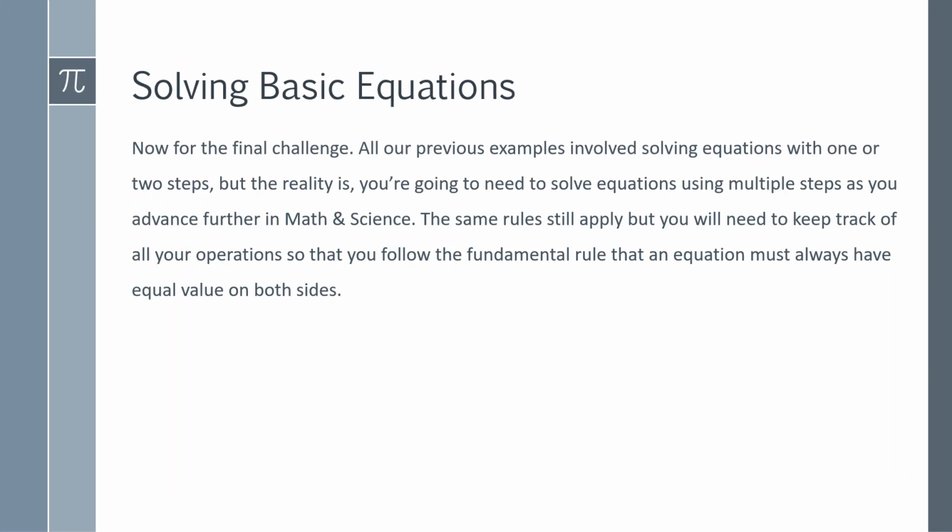Now for the final challenge. All of our previous examples involved solving equations with 1 or 2 steps, but the reality is, you're going to need to solve equations using multiple steps as you advance further in math and science. The same rules still apply, but you will need to keep track of all your operations so that you follow the fundamental rule that an equation must always have equal value on both sides. Pause and solve the following equation. We will work it out in the next part.